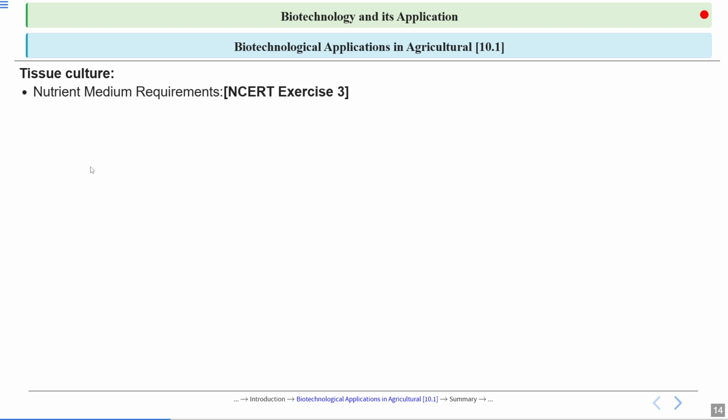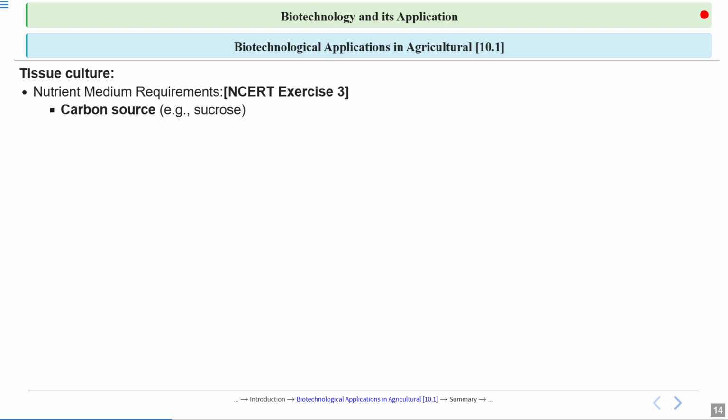So what are the nutrient medium requirements? As we said, a special nutrient medium is needed for this explant to grow into a new plant. So what are these nutrient medium requirements? From this part you can answer the NCERT exercise third question also.